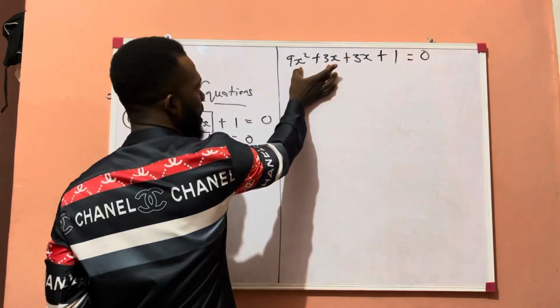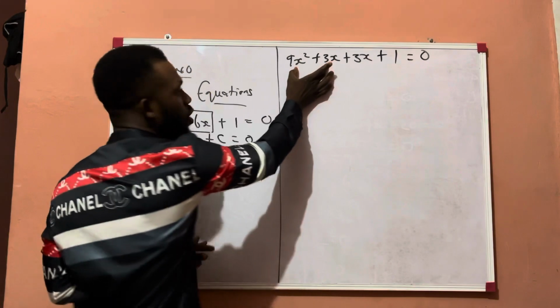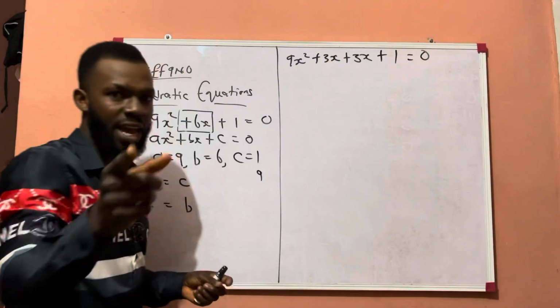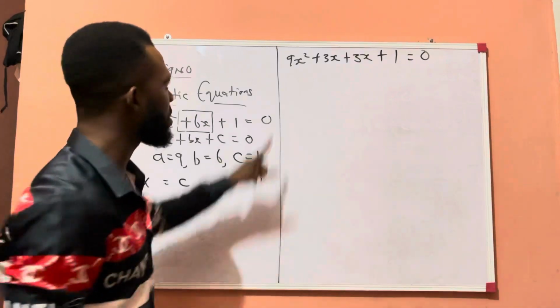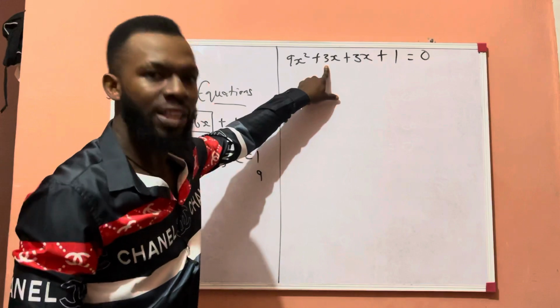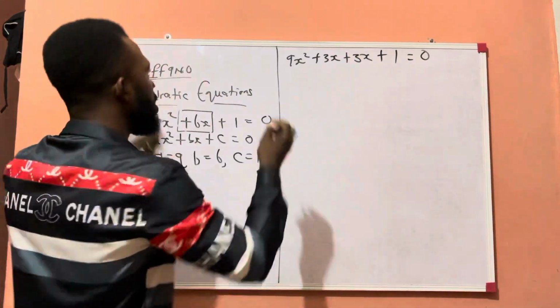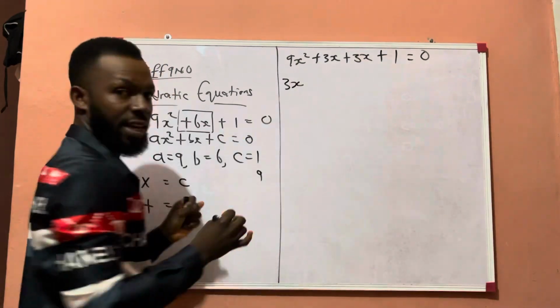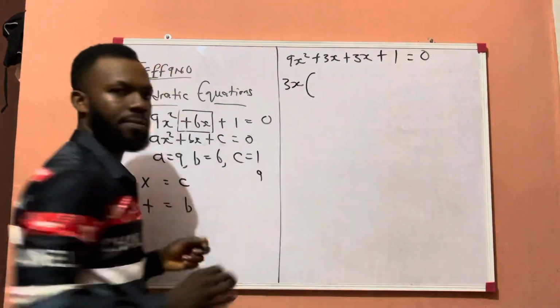Check these first two parts. You will notice that they have something in common. Now, what do they have in common? They have 3 and then they have x. Why do they have 3 in common? Because 3 can divide 9 without a remainder, and 3 can also divide 3 without a remainder. So I'll bring the 3 that they have in common, and also they have x in common. I'll bring the x out. Now, I open the brackets.